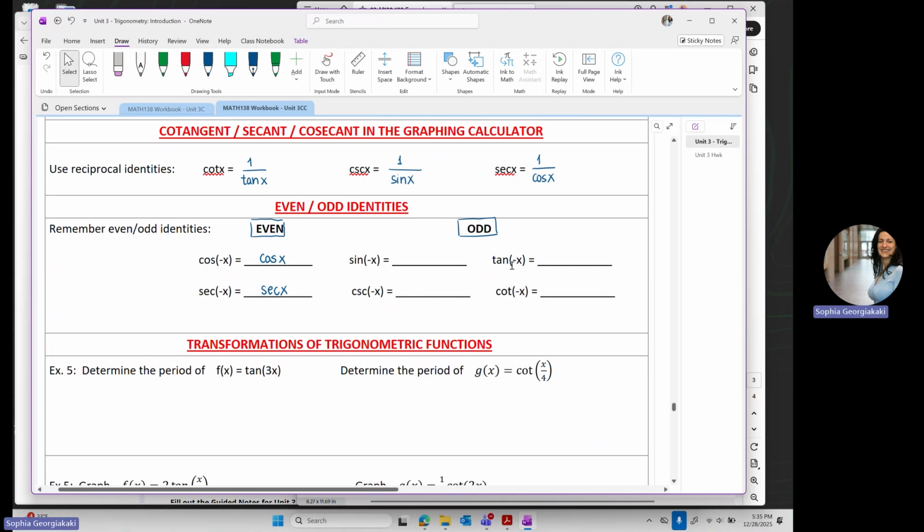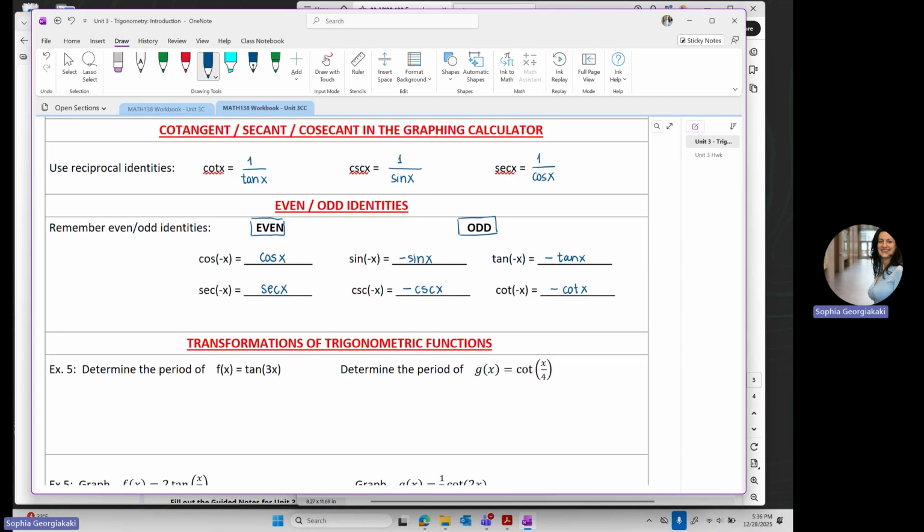So let's fix that. So even functions have opposite x values with equal y values. Odd functions have opposite x values with opposite y values. So the sine of negative x is minus the sine of x. The cosecant of the opposite of x is the opposite of the cosecant of x. The tangent of the opposite of x is minus the tangent of x. And the cotangent of negative x will be minus cotangent of x. So these are for us to remember how to apply some properties of the other trigonometric functions when we solve problems.